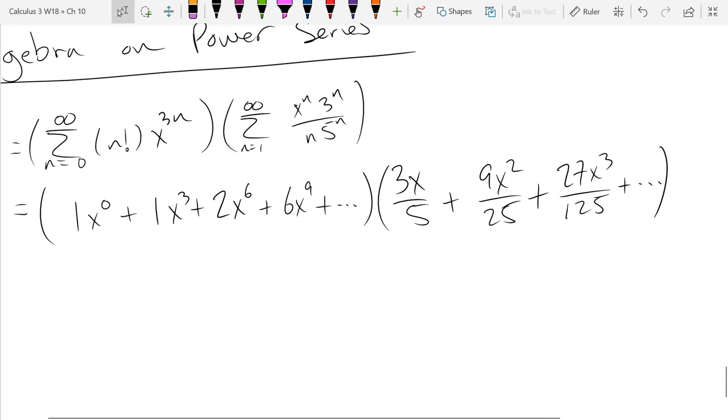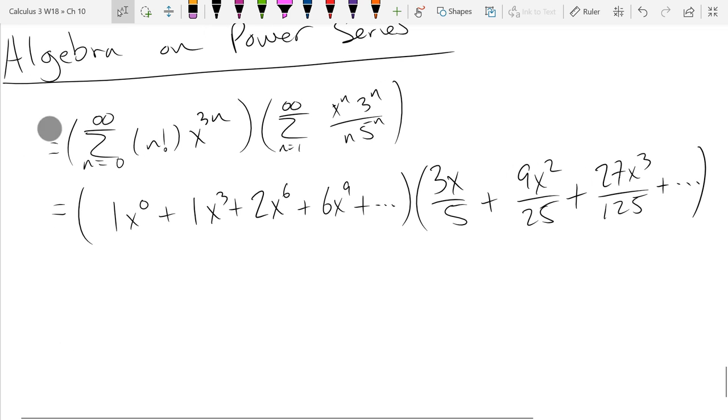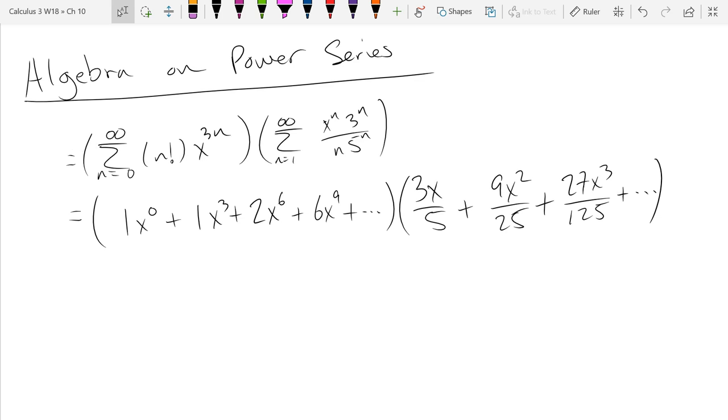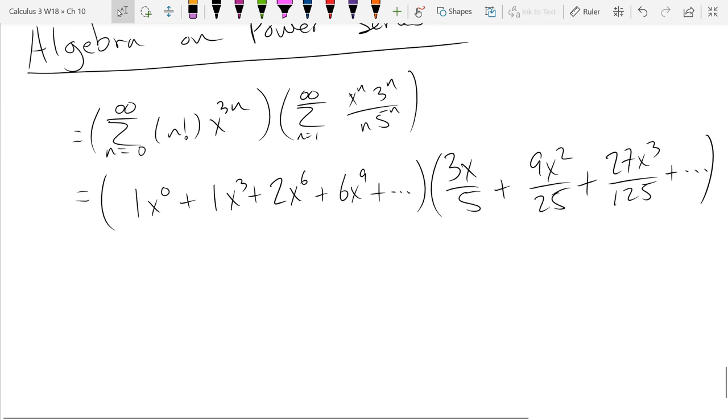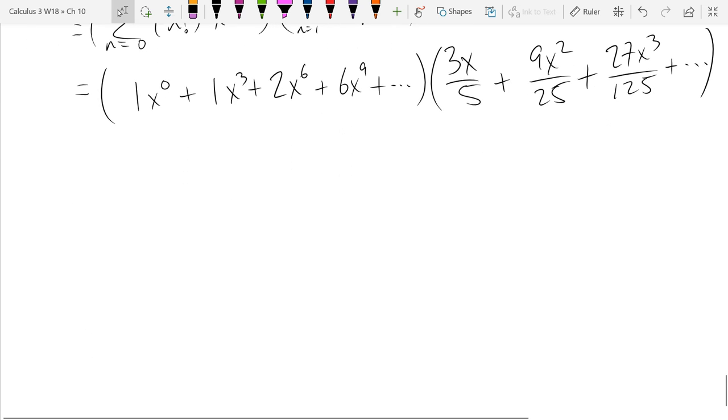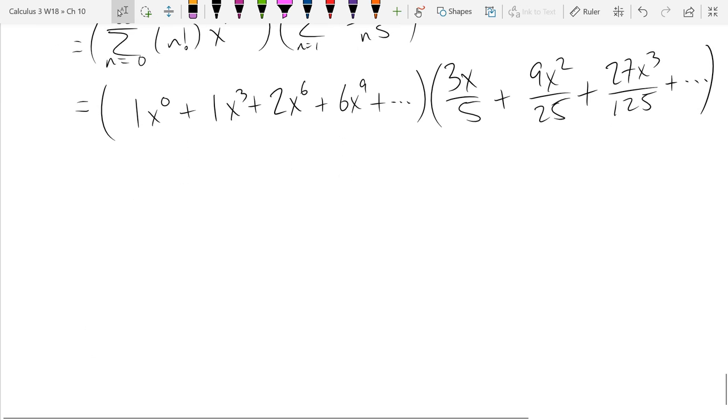All right, the reason I'm writing these out is because I want you to see that multiplying power series is really tricky. What do I actually have to do to multiply these two together? Distribute. So no problem, we'll just distribute an infinite number of terms across an infinite number of terms. Which will take an infinite amount of time. Which is useless. So there is actually a way to do this systematically. The only issue is you need an infinite amount of time.